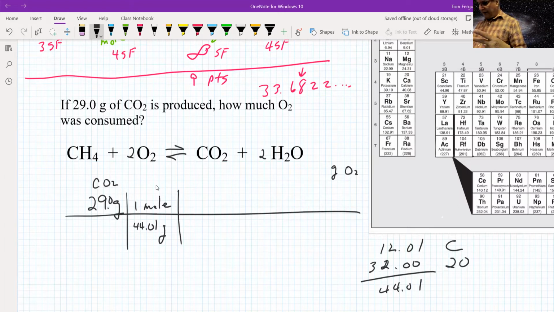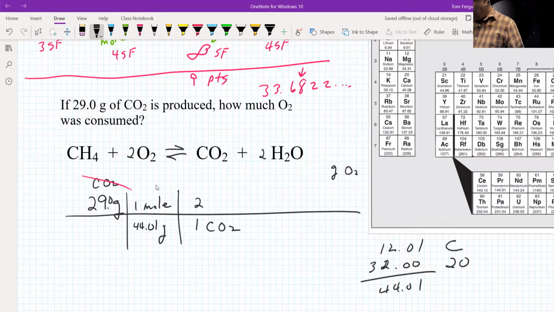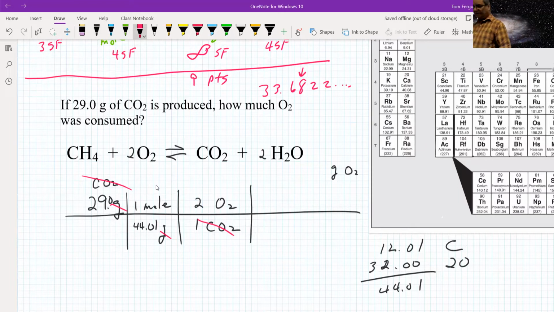Okay, step number 2 is we want to convert from carbon dioxide over to oxygen. That's where a balanced equation comes in. So the carbon dioxide has to cancel, so that means it's got to be on the bottom. Oxygen's on top. So that's step 2, balanced equation ratio.